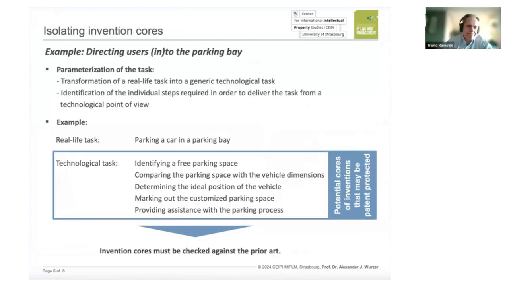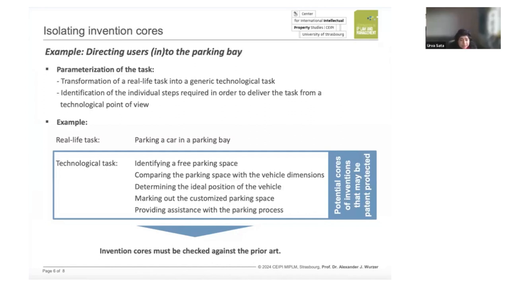Next slide. So then we go to isolating invention cores. So what are invention cores? These are basically the fundamental principles behind the approaches, to be implemented and identified to achieve the desired goal. How can this be achieved? By parameterization of the task, by transforming a real life task into a generic technological task, and then identifying the next steps in order to deliver the task from a technical perspective.